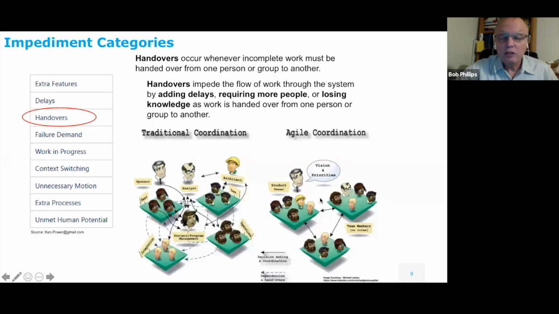And then wouldn't it be nice if the teams talk to each other instead of worrying about getting permission to talk to each other, and they would figure it all out. And so two things on the bottom of this that's interesting is the decision-making and coordination is all done by this person in the middle, and the dependencies and handoffs are all managed by this person in the middle.